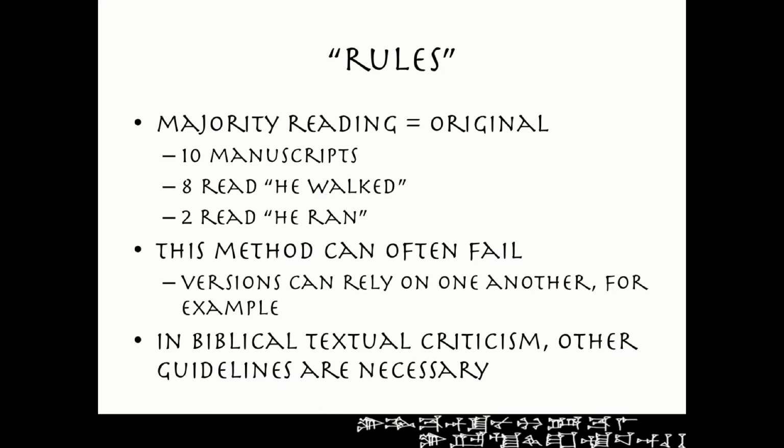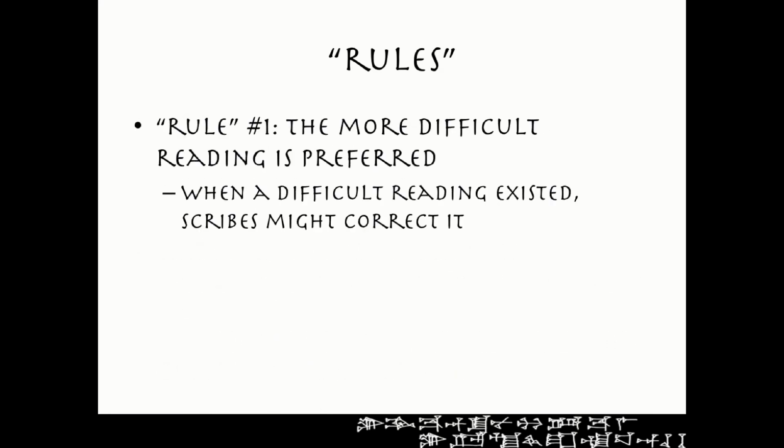So these are some of the quote-unquote rules that have been developed. Rule number 1, the more difficult reading is preferred. So if a scribe encountered a difficult reading, for example, a word that was odd to him or seemed out of place, like in our text yesterday, the phrase cats and frogs, it's raining cats and frogs. A scribe might come to that, if that was the original reading, and say, whoa, cats and frogs, that's not what it is, it's cats and dogs. And so he might correct that to cats and dogs.